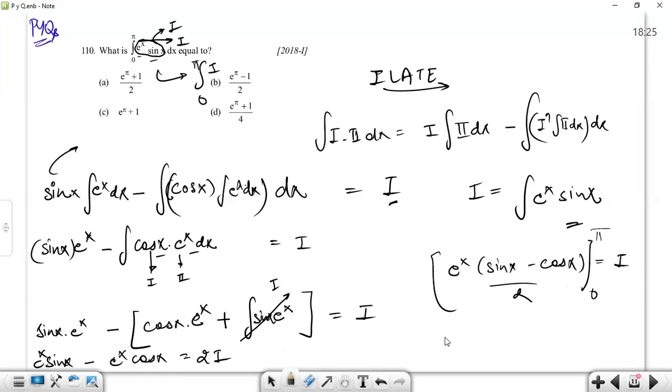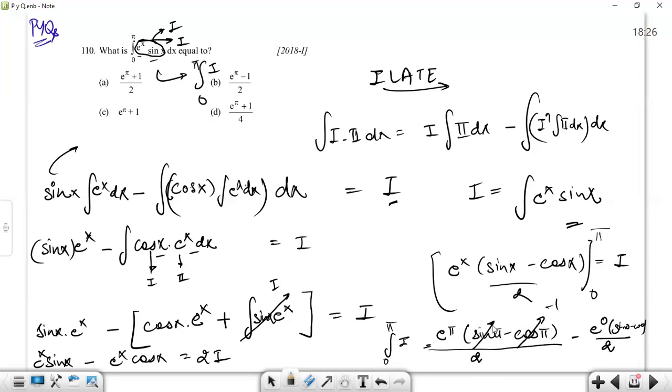From 0 to pi. So e raised to power pi and sine of pi. Now please tell me what is the value of sine pi and cos pi. Then minus e raised to power 0 into (sine of 0 minus cos of 0) upon 2. This is I after applying limits 0 to pi. Please tell me the value of sine pi and cos pi. The value of cos pi is -1. The value of sine pi is 0.